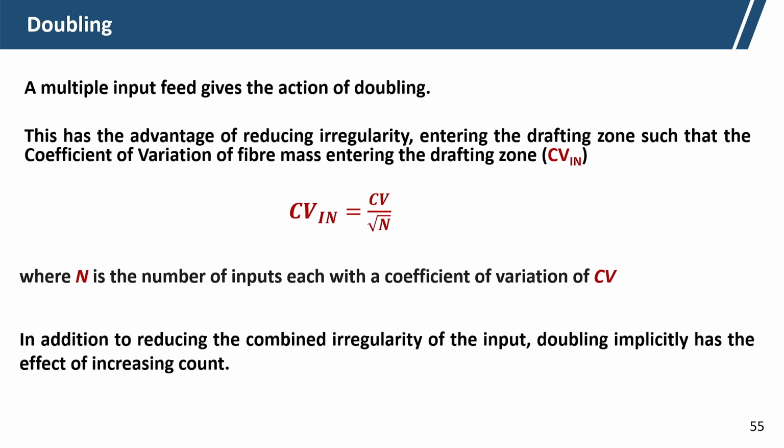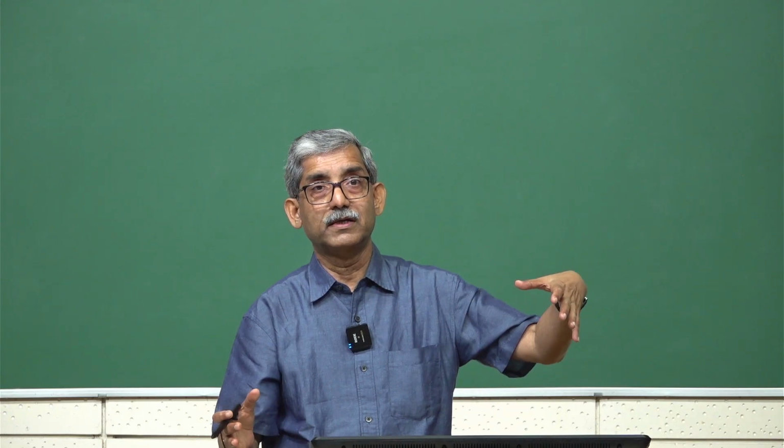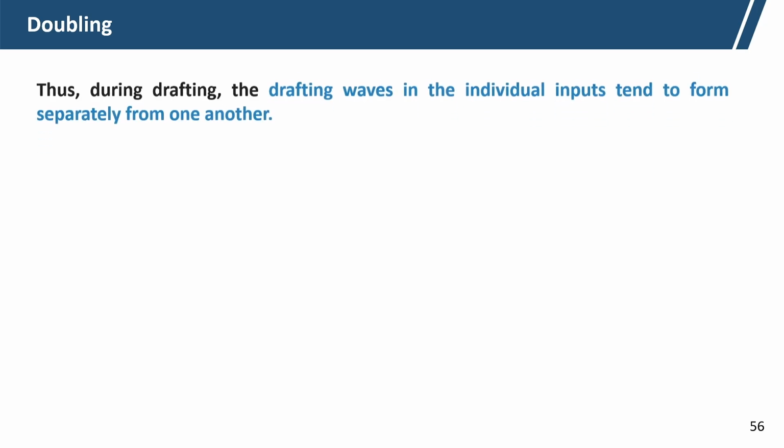In addition to reducing the combined irregularity in the input, doubling implicitly has the effect of increasing count. So, it increases the count, and if we try to reduce it by increasing the number, the initial input thickness will be more, which will require a higher draft. Again, higher draft will increase the irregularity. So, that effect we have to see, we have to optimize.